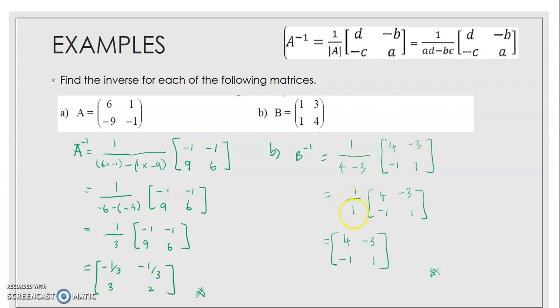Okay, so therefore 1 over 1, times 4, negative 3, negative 1, 1. So we get the answer here: 4, negative 3, negative 1, 1. Okay, next.